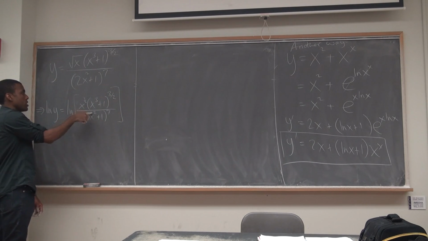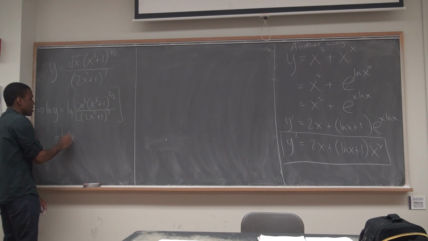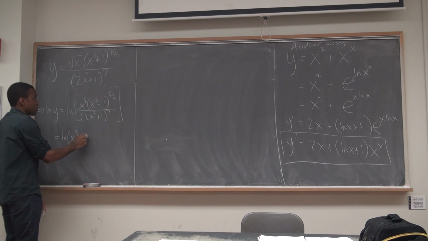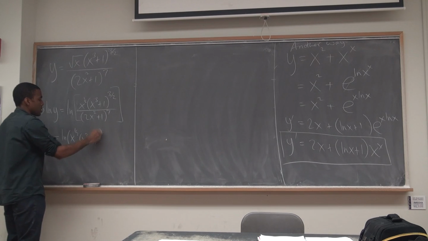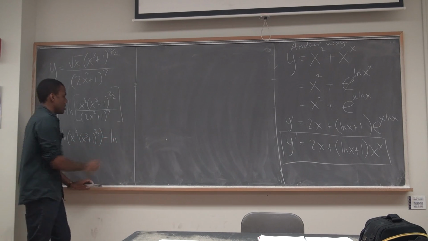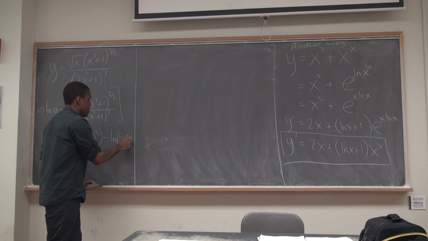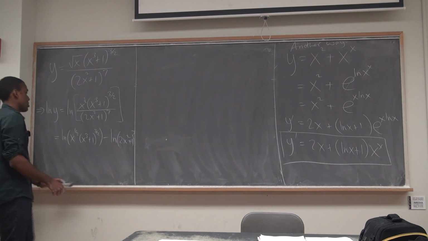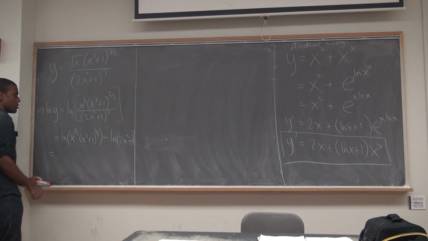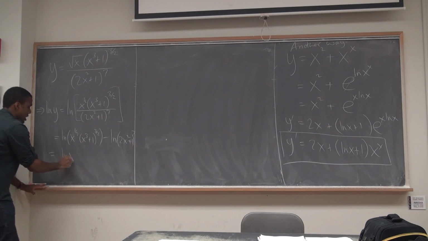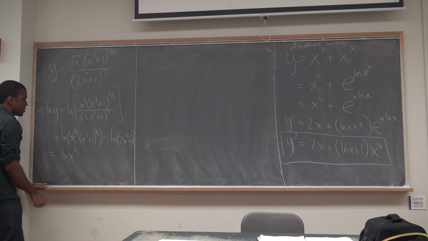Oh, yeah. So the division, this is just ln of x to the half, x cubed plus 1 to the 3 halves, minus ln of 2x squared plus 1 to the 7. This I can split further. This is just ln of x to the half, right?